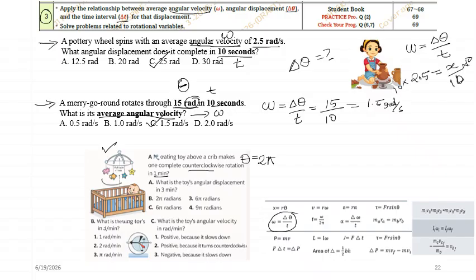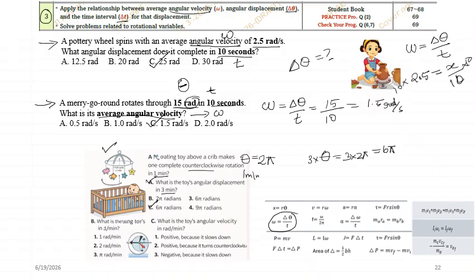See, what is the first question? What is the toy's angular displacement in 3 minutes? You need to calculate theta in 3 minutes. It's easy, I think. In 1 minute, one rotation, 2 minutes, two rotations, 3 minutes, three rotations. So 3 rotations, 3 into 2 pi will become how much? 6 pi. Okay, so 6 pi radian is the correct answer.